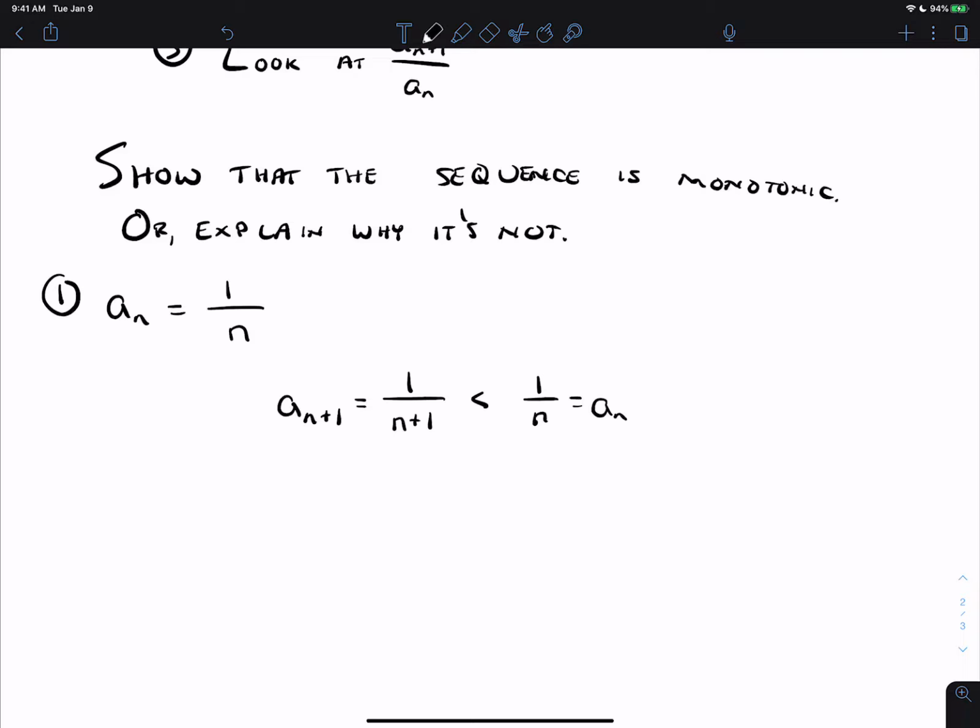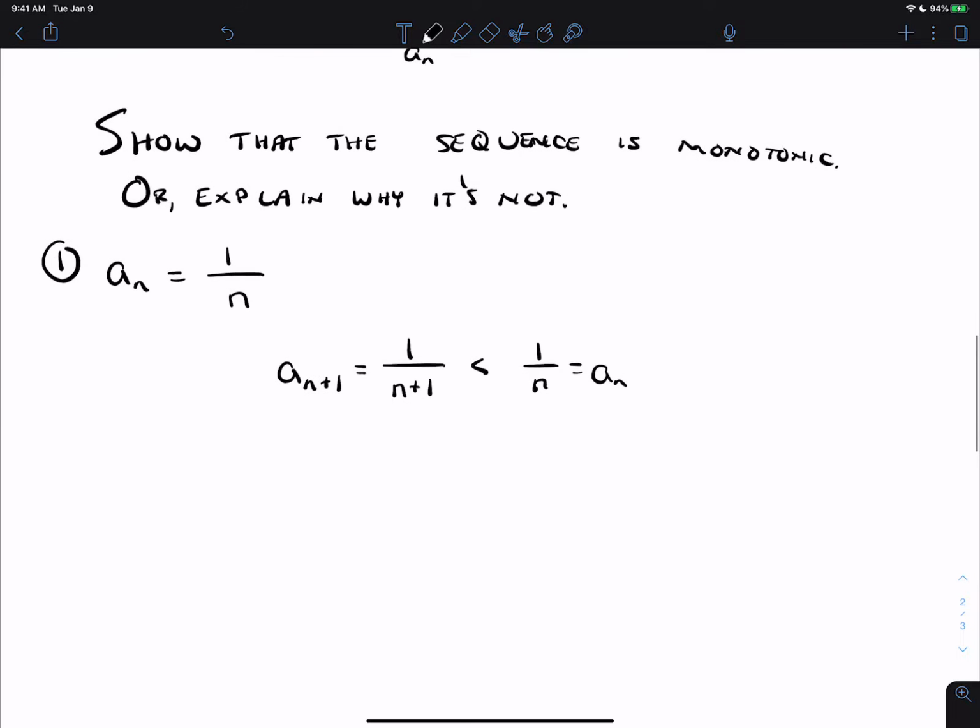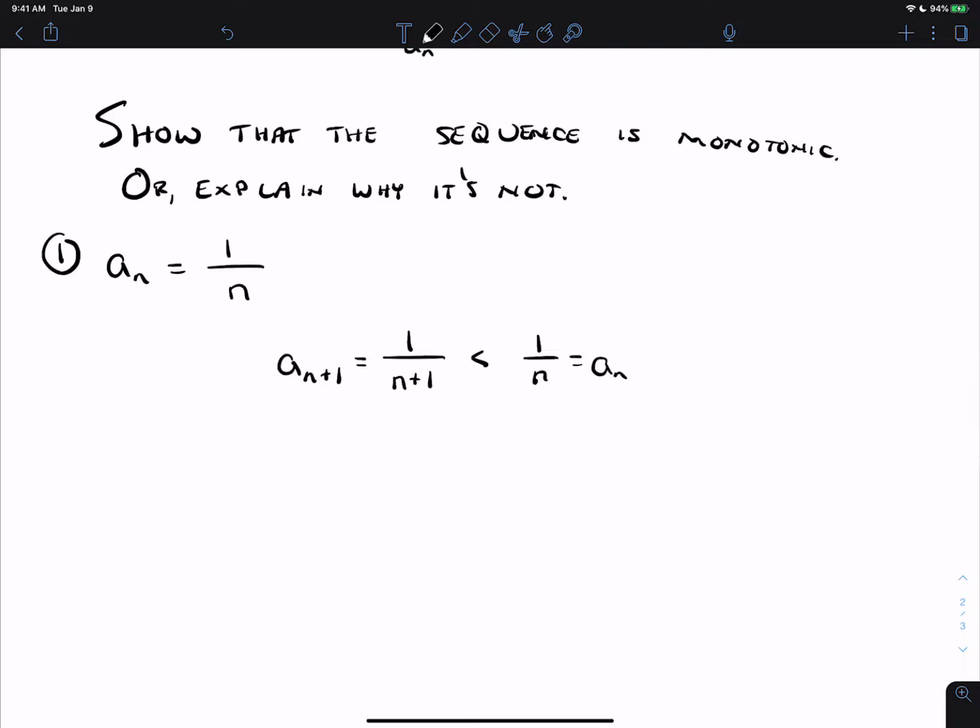So this is one where it's simple enough to just compare the two formulas. We know from what we've written there that a_(n+1) is less than a_n. So then a_n is decreasing. And so that's a proof that it's monotonic.